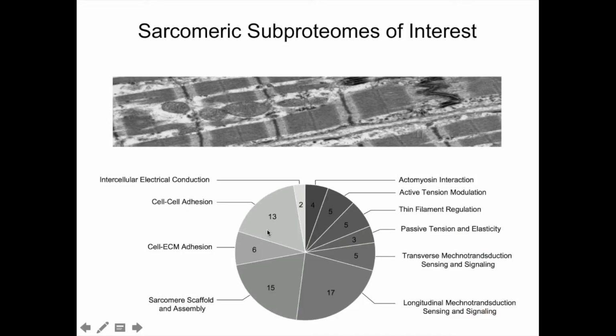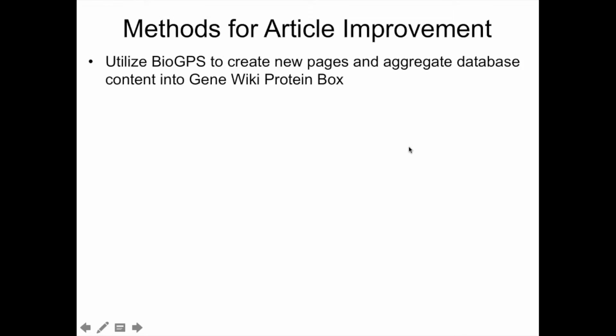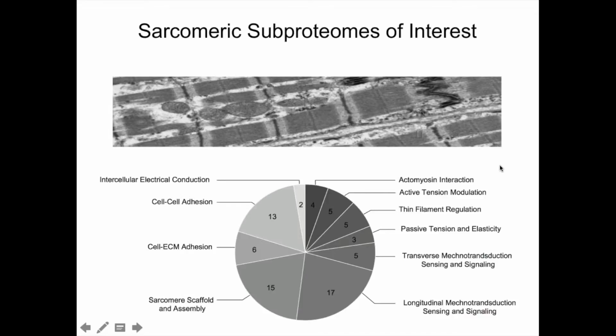Then sarcomeric proteins, these are the contractile machinery of a muscle cell. For purposes of the GeneWiki gene list, I'm including those proteins involved in longitudinal and transverse mechanotransduction and signaling as well. These would be proteins comprising the Z disk, which are the dark bands here that sarcomeres attach to. I'm also including proteins comprising costameric structures, which couple the Z disk to the sarcolemma here.